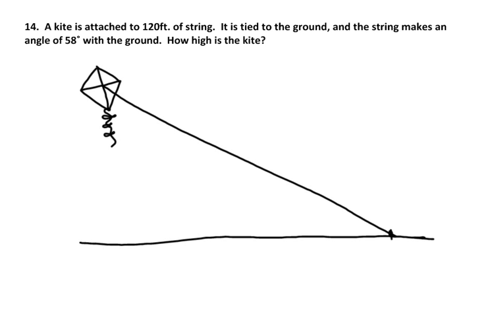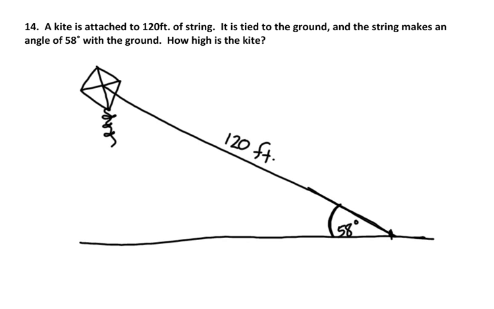Well, hopefully you've been around flying kites enough to know that the string would be the part that's going right here. So this is 120 feet right here. It is tied to the ground and the string is making a 58-degree angle with the ground. So from the string to the ground is 58 degrees.